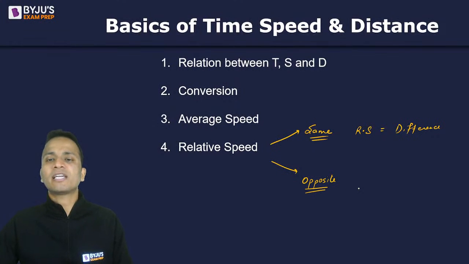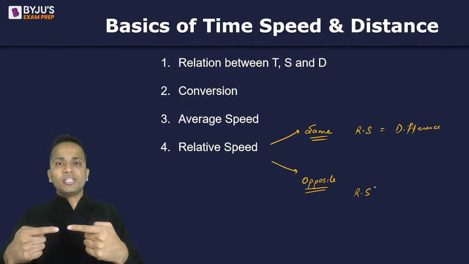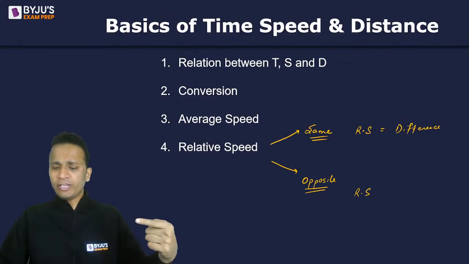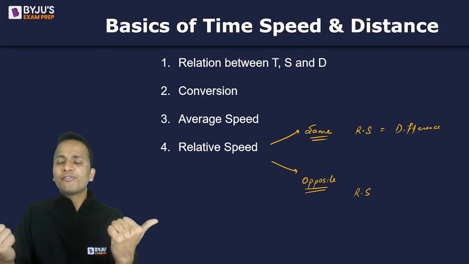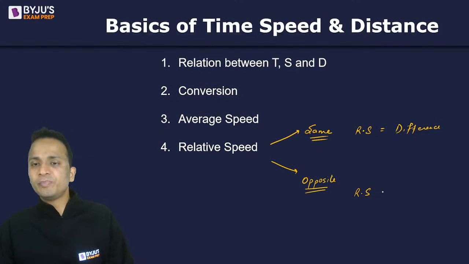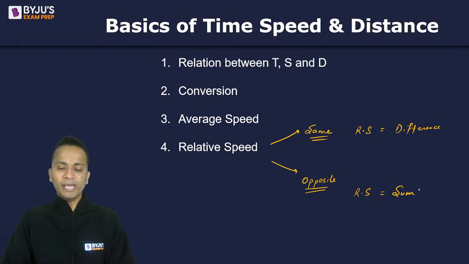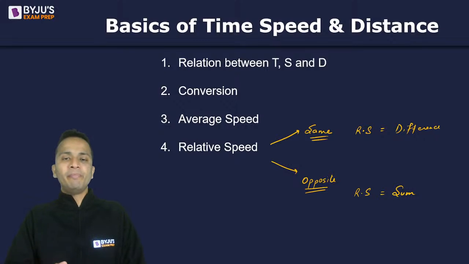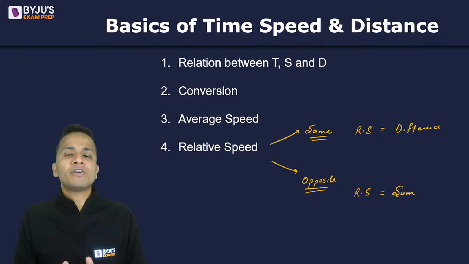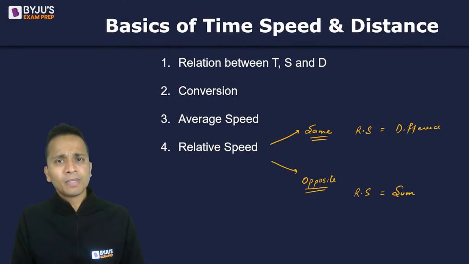Also, if the objects are traveling in the opposite direction, that means they are traveling towards each other or away from each other, then the relative speed will be the sum of their individual speeds. So this is what you need to remember as a concept of relative speeds. The majority of the questions of time, speed, distance are based on this concept of relative speed, so this is a very important concept that you need to cover.